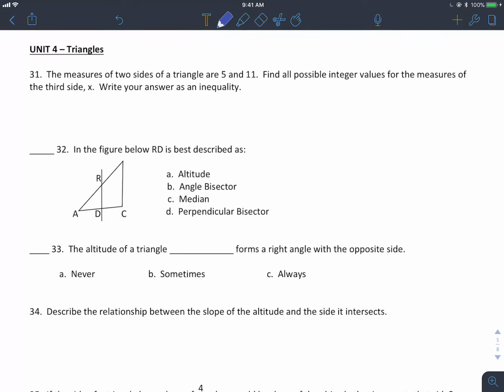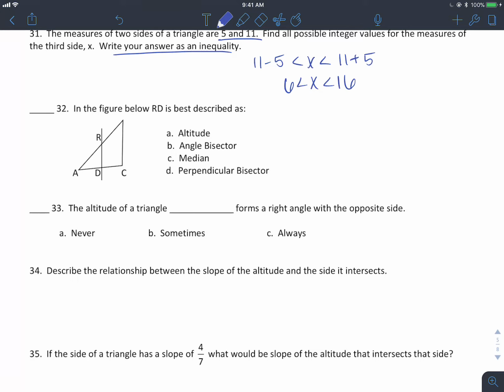On to Unit 4. Number 31 says the measure of two sides of a triangle are 5 and 11. So we are going to write our answer as an inequality to find all the possible integer values for our third side x. So we're going to have our inequality. On one side we have to have the difference, and on the other side we have the sum. Oh, I'm sorry, subtracting the wrong number. The difference and the sum, there we go. So our answer is going to be x has to be between 6 and 16.